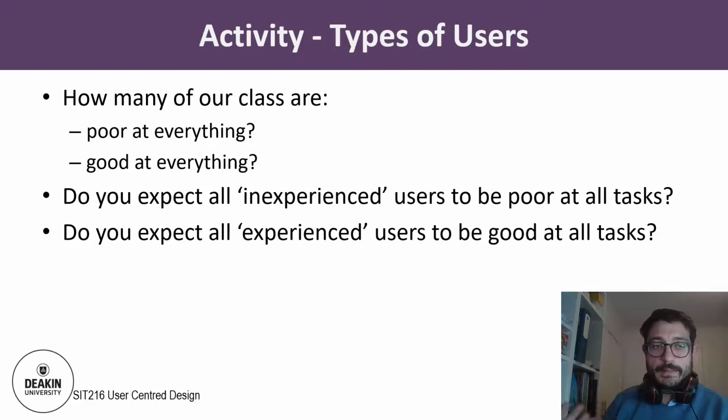So how many of our class are poor at everything? How many are good at everything? Do you expect all inexperienced users to be poor at all tasks? Or do you expect all experienced users to be good at all tasks? So, like I said, there is a wide range of users that are going to be using our application. So we need qualitative data to understand who we're talking to.